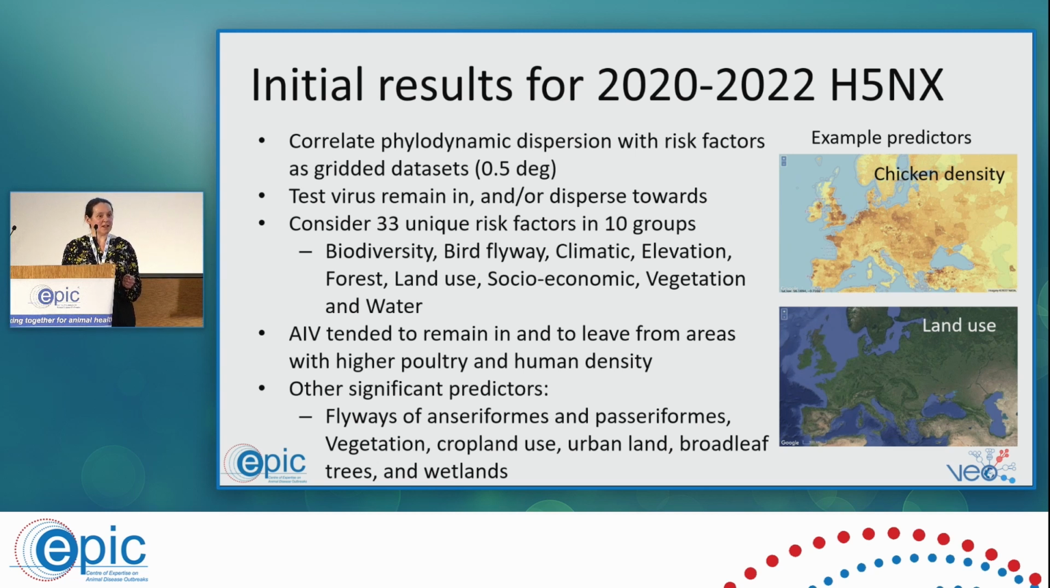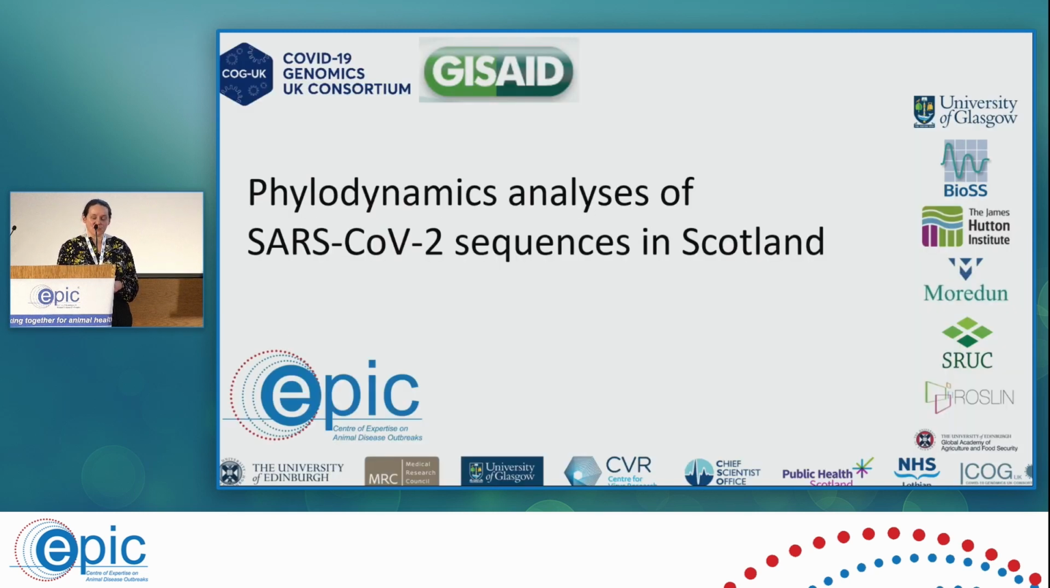This is the same method that we're going to try to use for the bovine viral diarrhea as well, from the earlier question. So secondly, I'd like to talk very briefly about phylogenetic analysis of SARS-CoV-2 sequences coming into Scotland. This is actually the same type of technique as we've just seen for avian influenza.